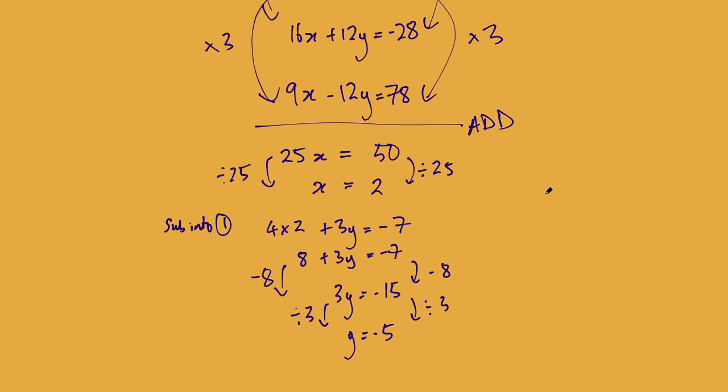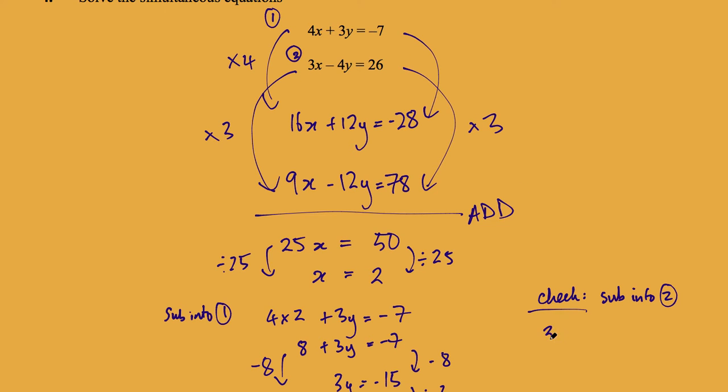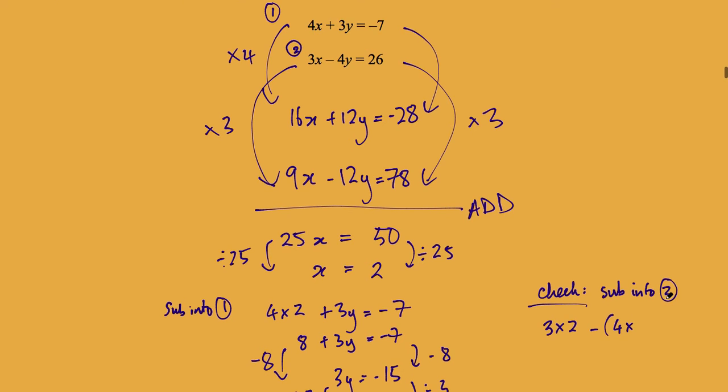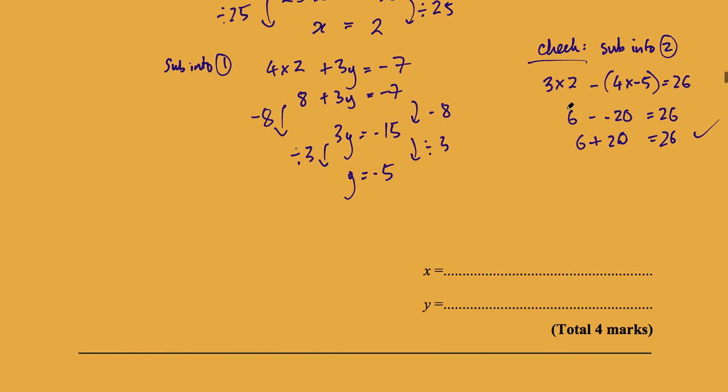So I've got my two answers, and of course I want to check that, because it's one of the questions that I can check, simultaneous equations. So checking this, sub into equation 2, the equation I haven't used so far. So 3x, 3 times 2, minus 4 times minus 5 equals 26. That is 6 minus minus 20 equals 26. 6 plus 20 equals 26, which is true. So I've got my answers correct: x equals 2 and y equals minus 5.